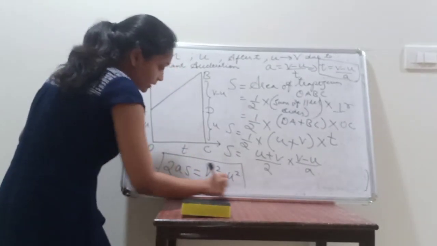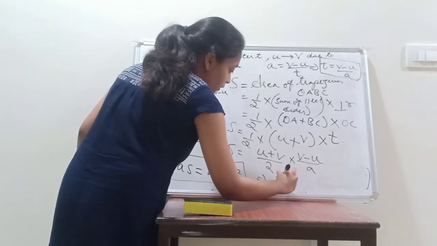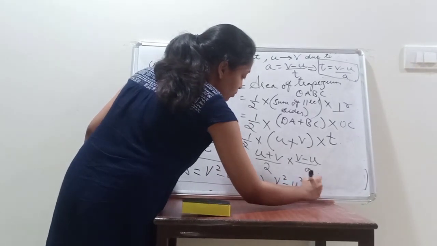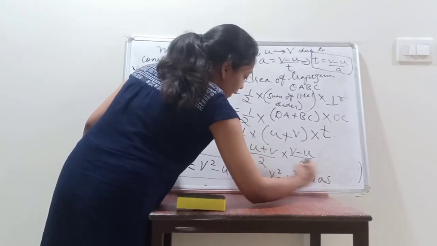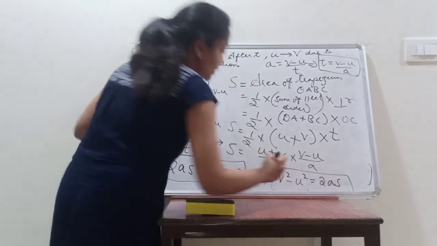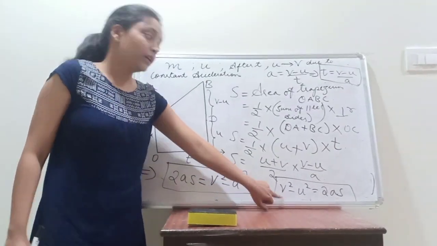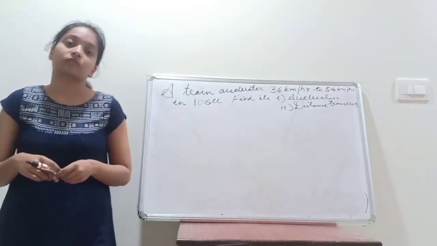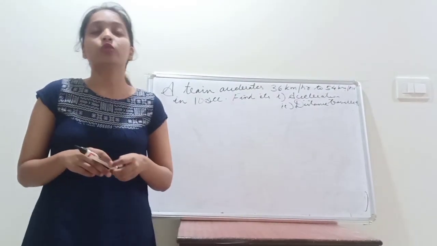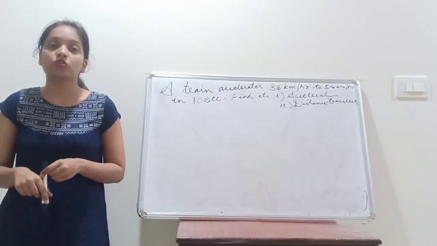So if you rewrite this equation, we get V square minus U square is equal to 2AS, which is the third equation of motion, which gives us relation between velocity and position. Now let's solve a few numericals based on equations of motion.